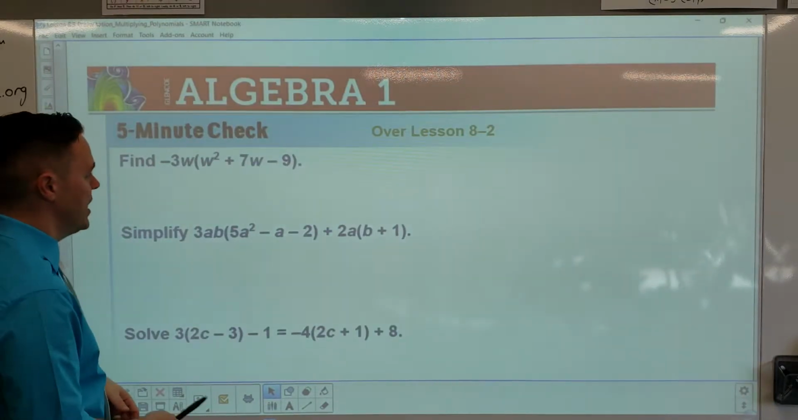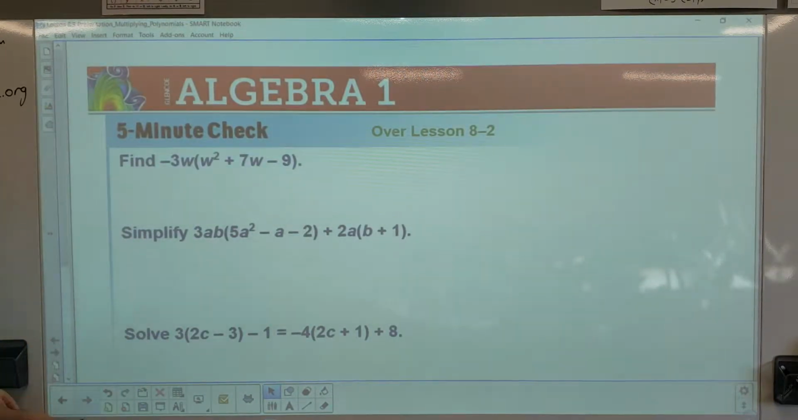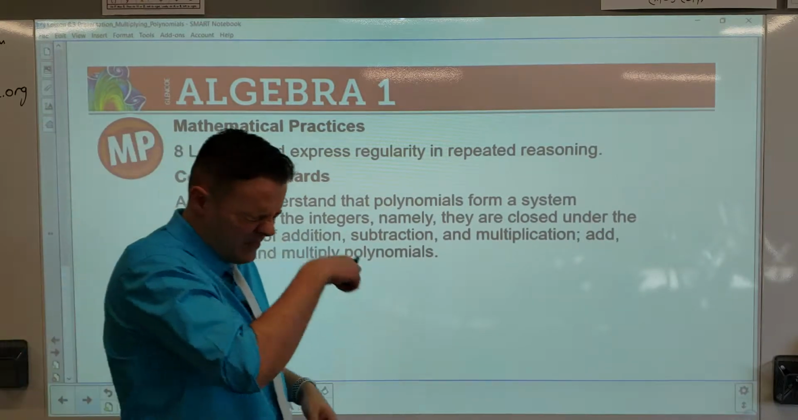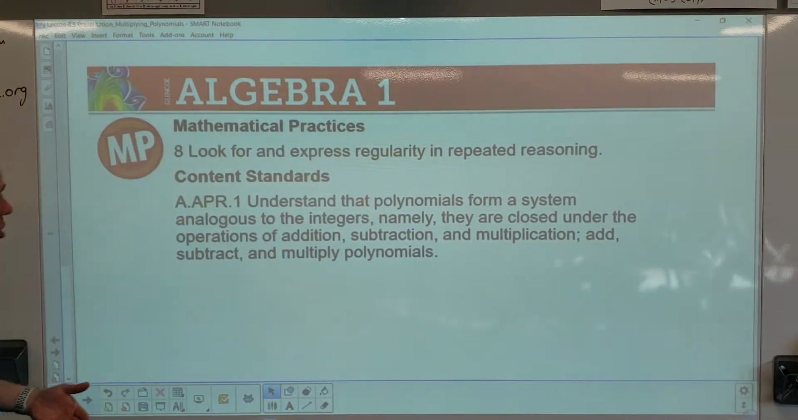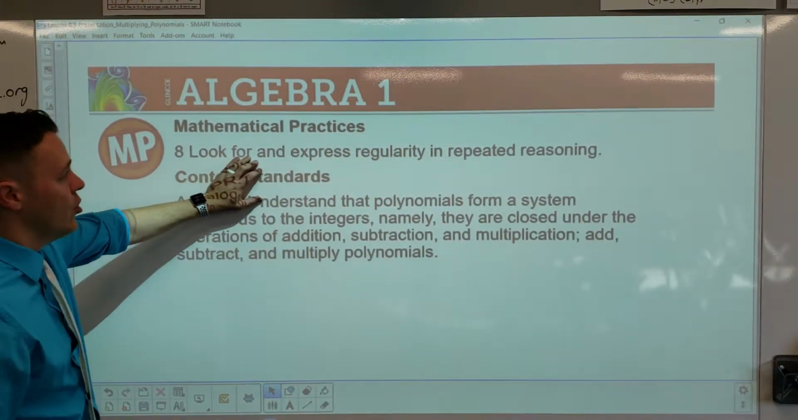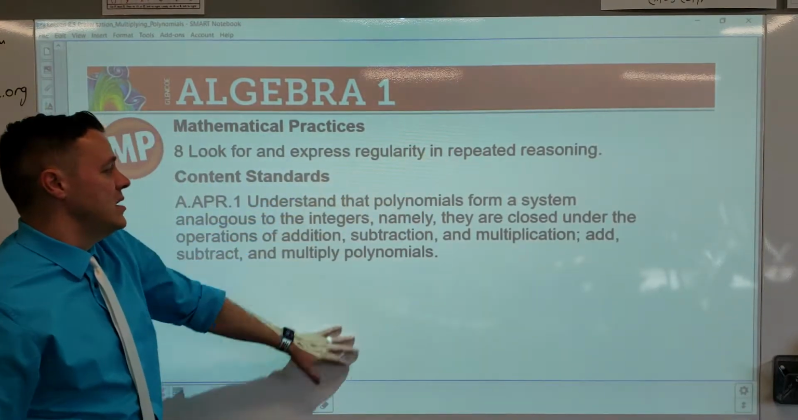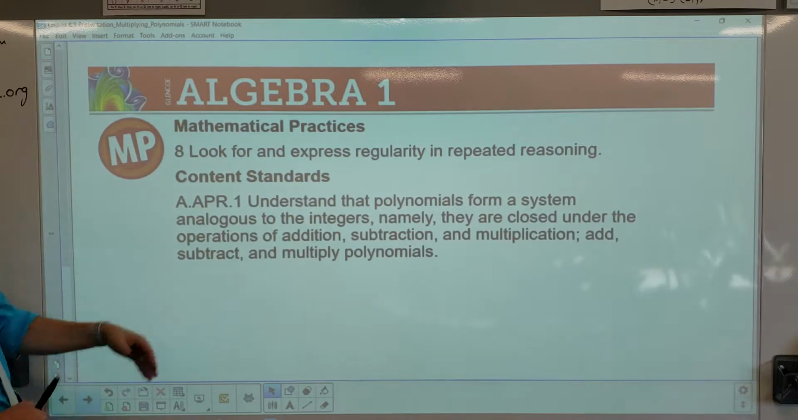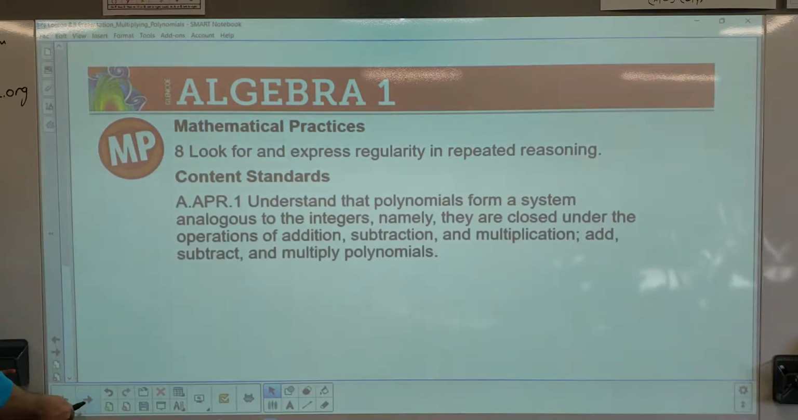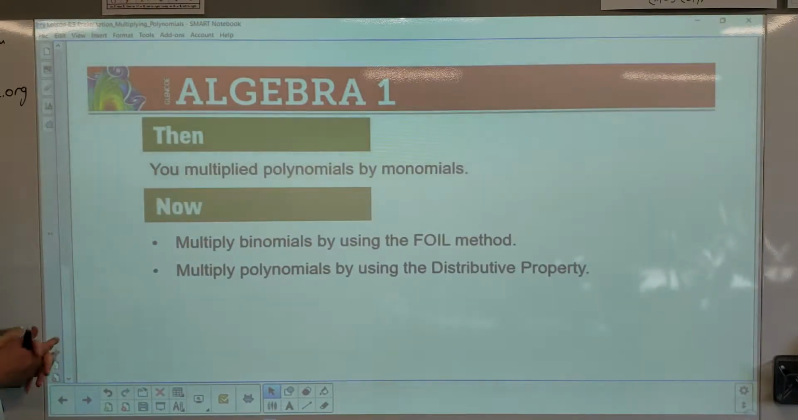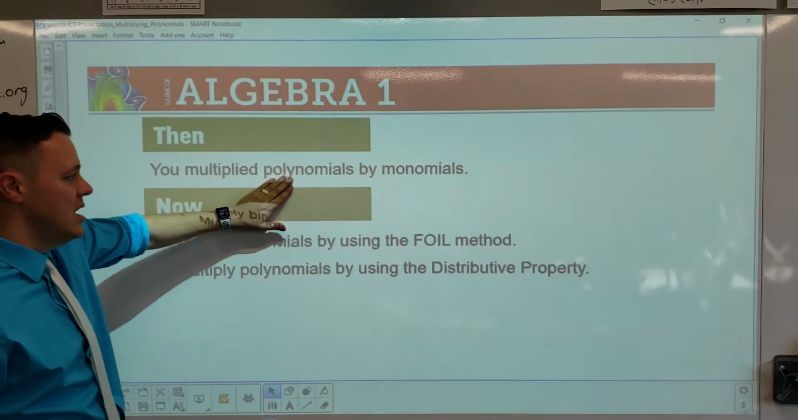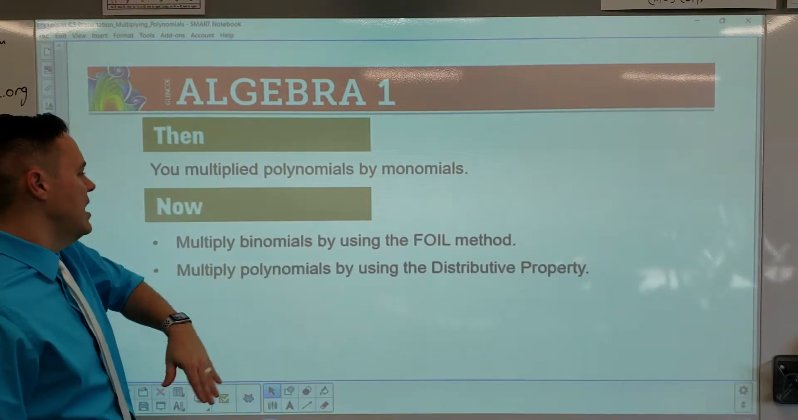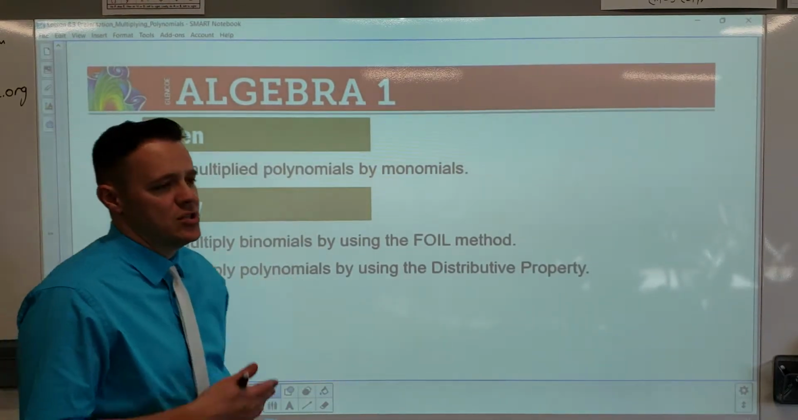So let's begin. This is usually our bell work, but I'm trying to do the quizzes, so hopefully we got that. Now we're going to look for and express regularity in repeating reasoning. We're talking about using and understanding polynomials again. It's kind of just building up equations, understanding. We've multiplied polynomials. Now we're going to use the FOIL method, and we're going to use the distributive property.